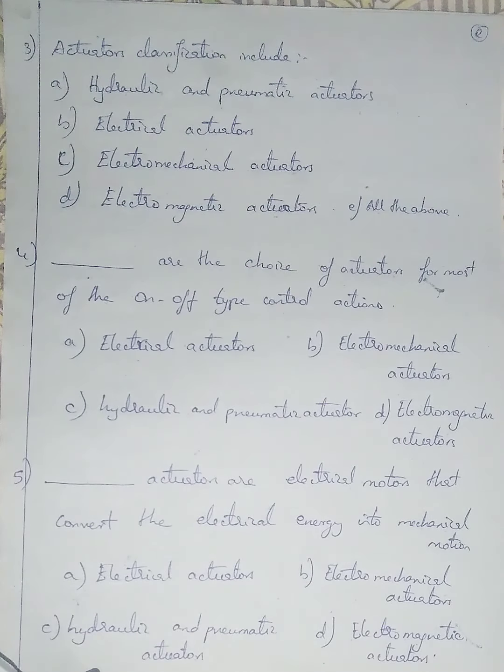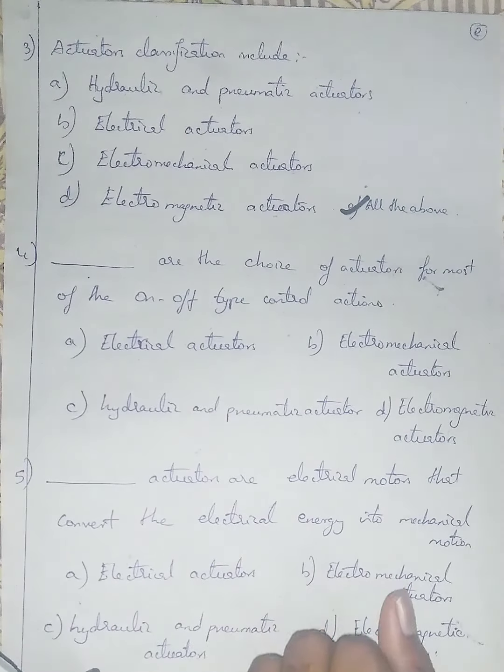One is hydraulic and pneumatic actuators, where hydraulic fluids and pneumatic means air or gases are used as the working medium for actuators. Here, electrical signals will actuate. Electromechanical, where electrical and mechanical energy is used for actuation. And another one is electromagnetic actuators. So I'm going with option E, all the above, because we have 4 kinds of actuators: hydraulic and pneumatic, electrical, electromechanical, and electromagnetic actuators.